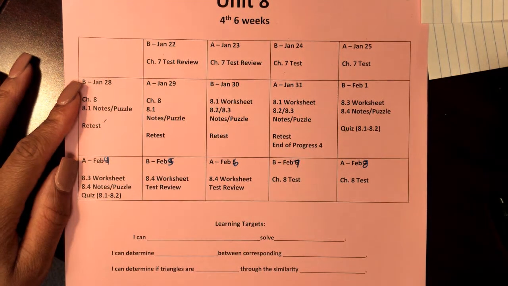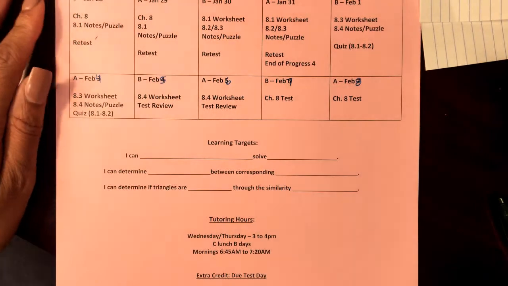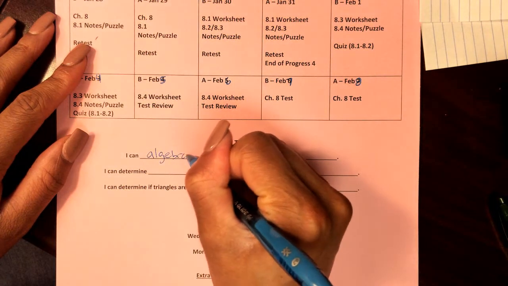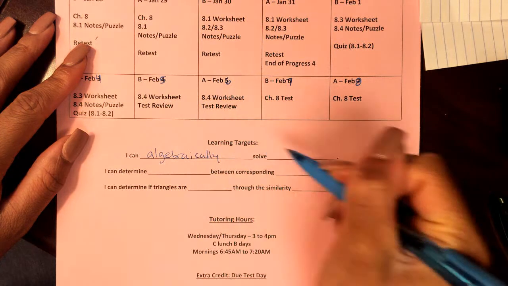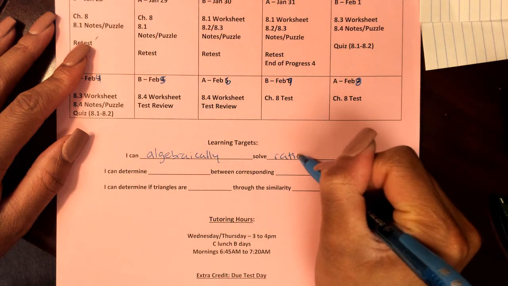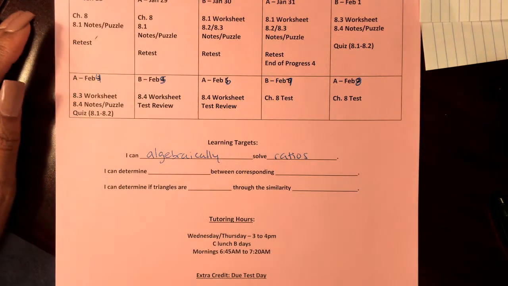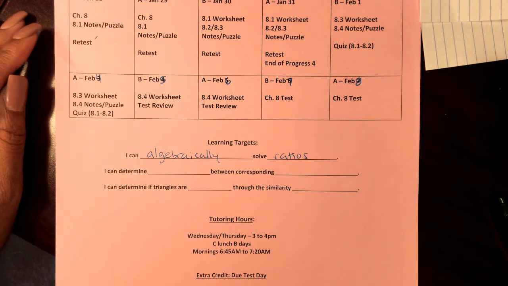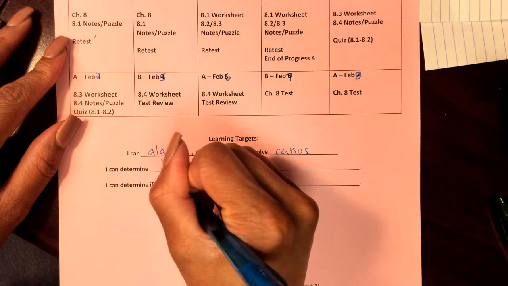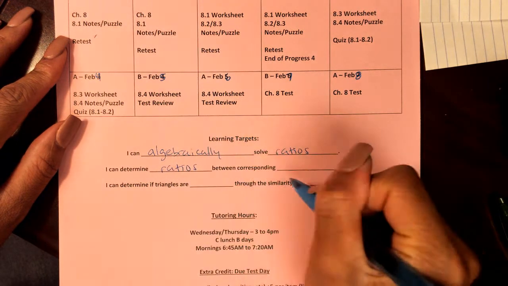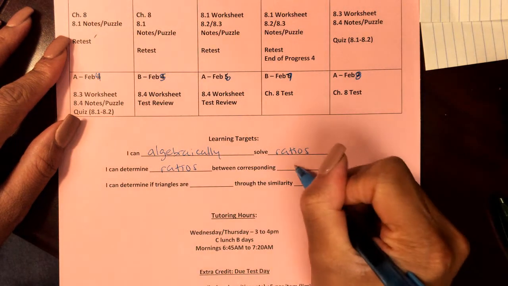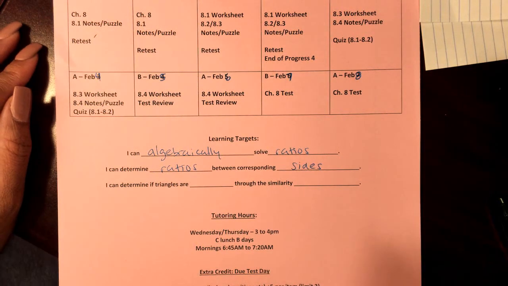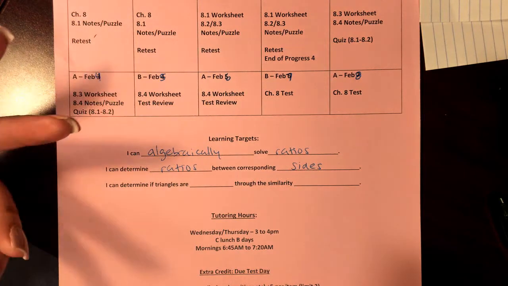That's the 8th. Our learning targets are: I can algebraically solve ratios, and we'll discuss what ratios are momentarily. And then I can determine ratios between corresponding sides. We'll also talk about angles as well, but if you can note the sides, then we'll get the angles, which will give you our next part.